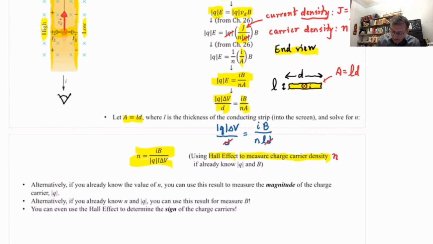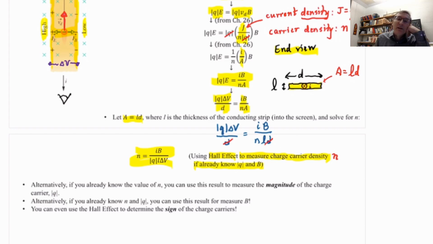Assuming, of course, that we already know a number of things: the carrier charge magnitude, Q; the magnetic field strength magnitude, B; the potential difference, delta V, between these two sides here and here; and L, the thickness of the strip going into the screen. And that's a way to measure the carrier density.